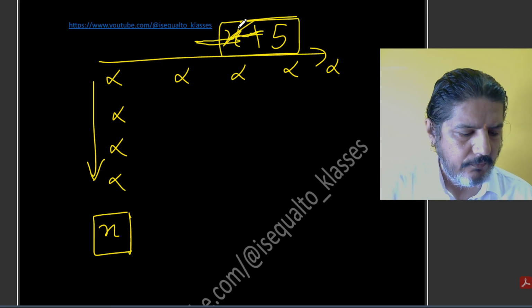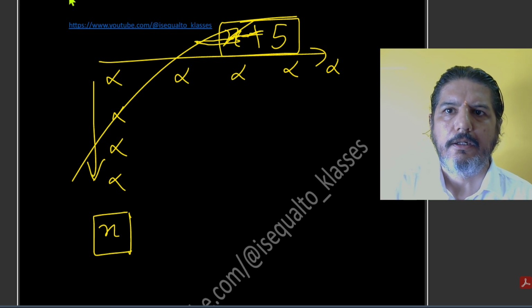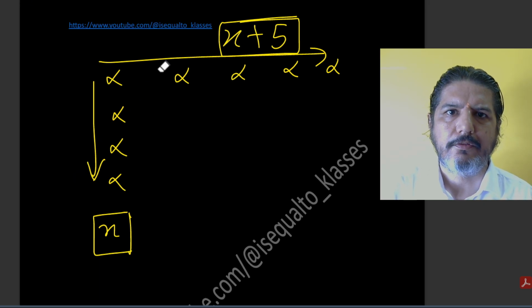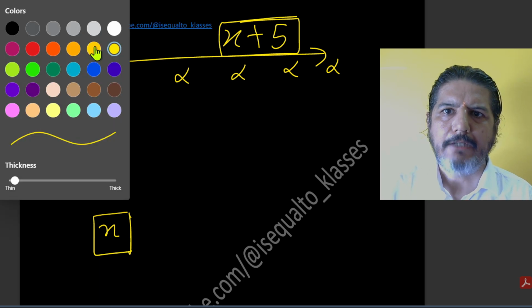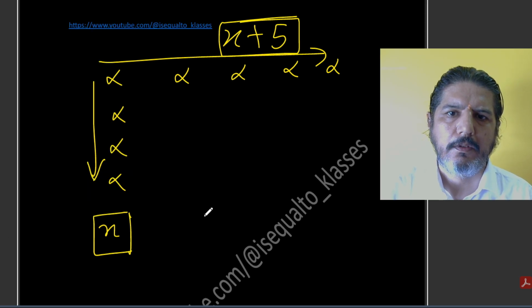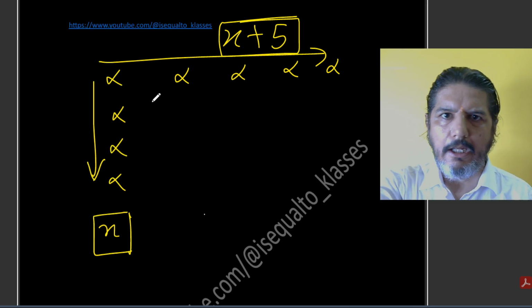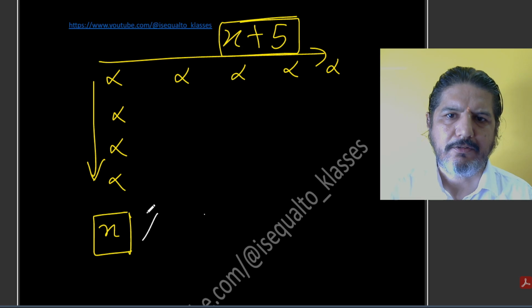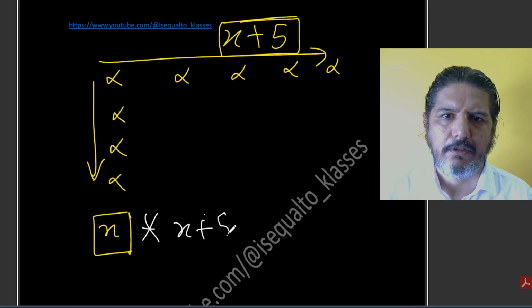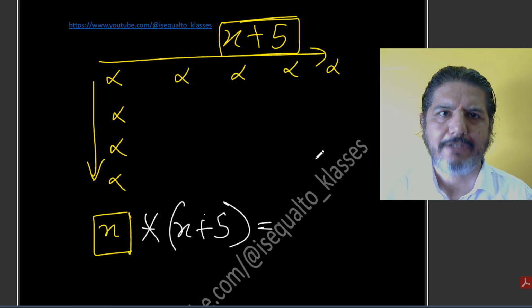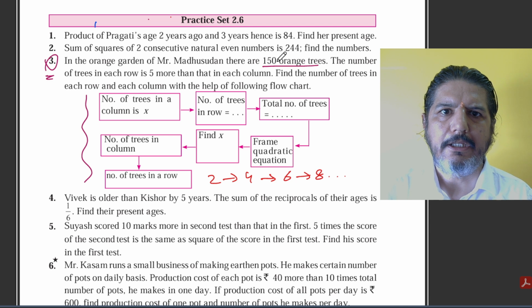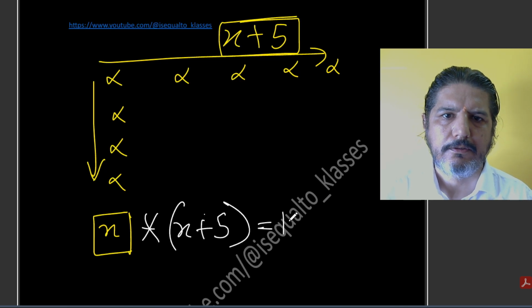And once you have understood the funda of x and x plus 5, then as we have discussed before, the number of trees in the garden would be x multiplied by x plus 5, and x multiplied by x plus 5 would be equal to 150 orange trees.